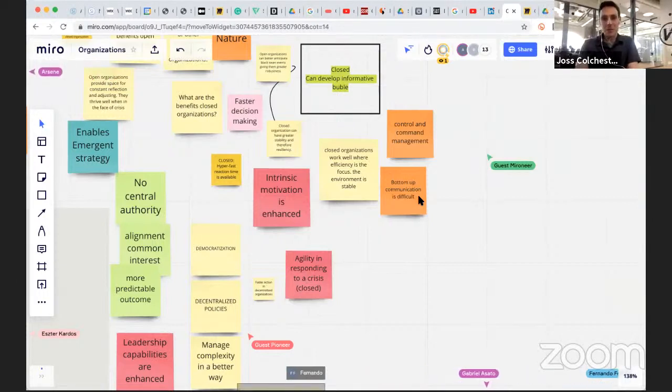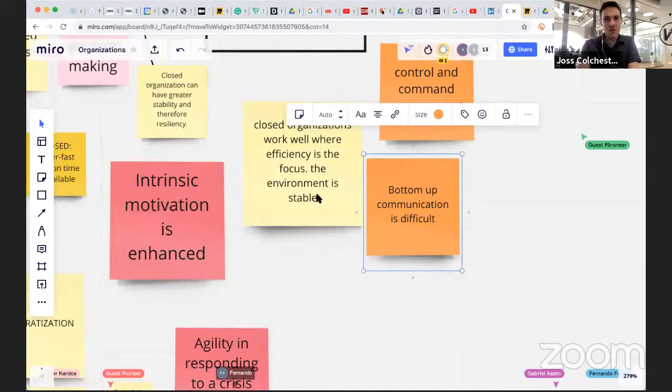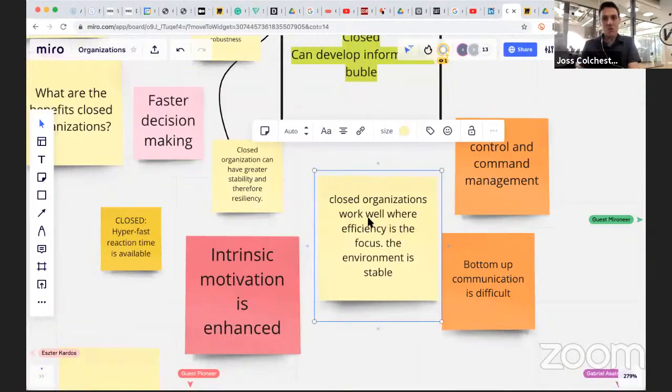Command and control management, bottom-up communications is difficult. Someone want to talk on that? Closed organizations work well where efficiency is the focus. The environment is stable. Yeah, they're really designed for an analytical sort of model where we're drilling down to optimize the internal workings of the organization. That's what it's focused on. And it's got to be a knowable, stable, predictable environment where the problem's well defined, or else it's difficult to optimize things.